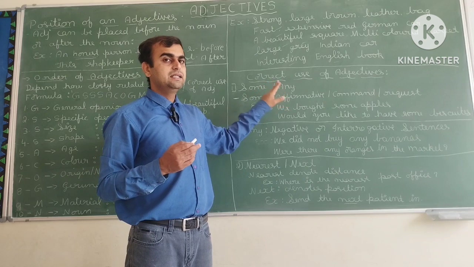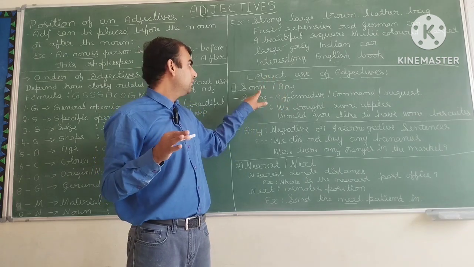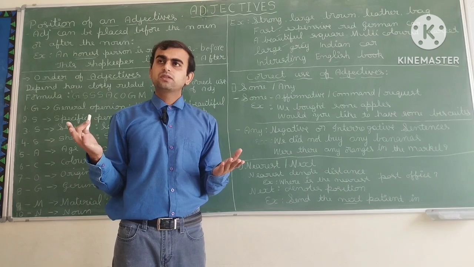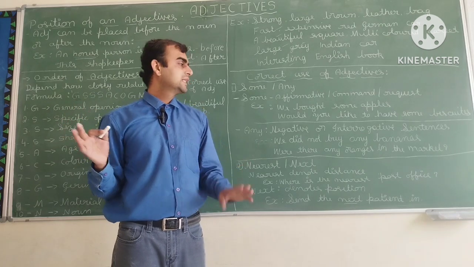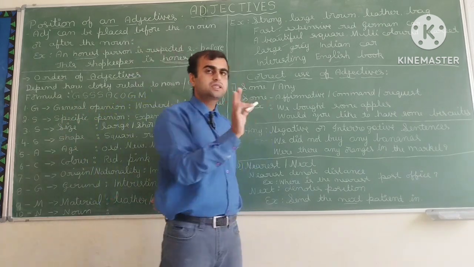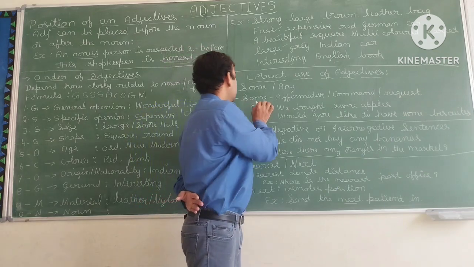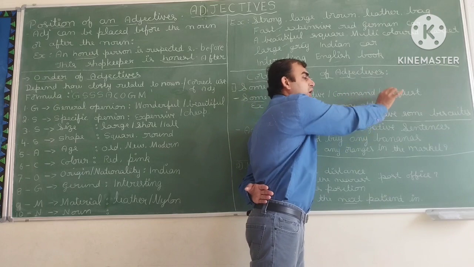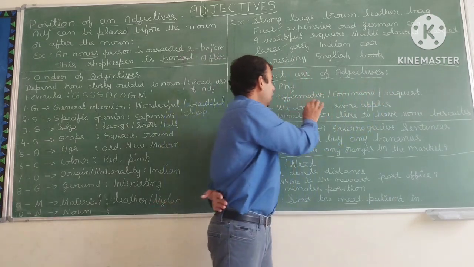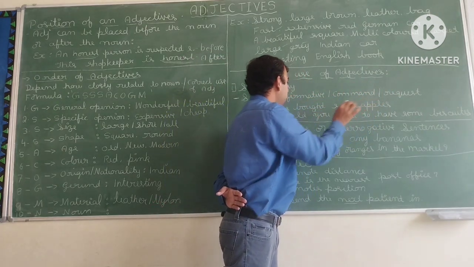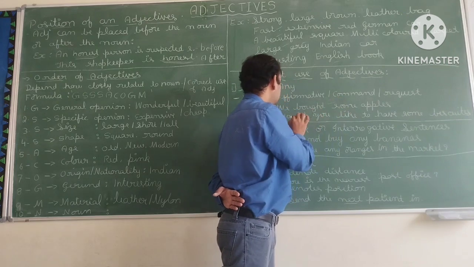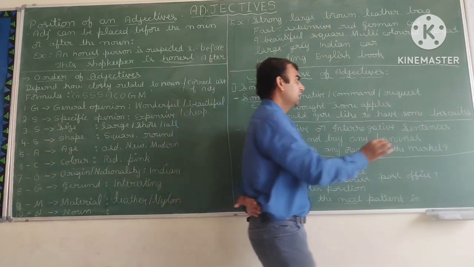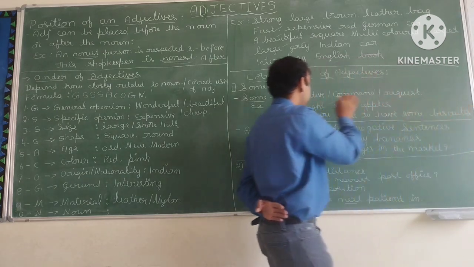Some and any. There are two words, one is some, one is any. The meaning is the same. But where to use some, where to use any? Some we use for an affirmative sentence or any command or any request. Example: we brought some apples. This is an affirmative sentence. Would you like to have some biscuits? This is a request. For a request we use some.